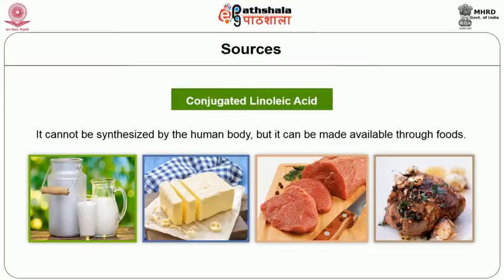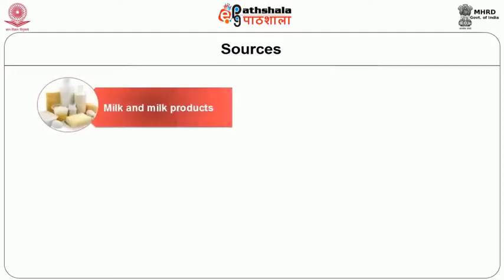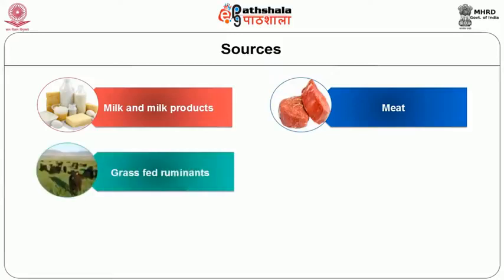If you look at it pictorially, the sources which I have just described are milk and milk products. When milk is processed into curd, cheese, butter or other products, you can find this conjugated linoleic acid. Red meat is also a good source of conjugated linoleic acid. Grass fed ruminants also have conjugated linoleic acid.